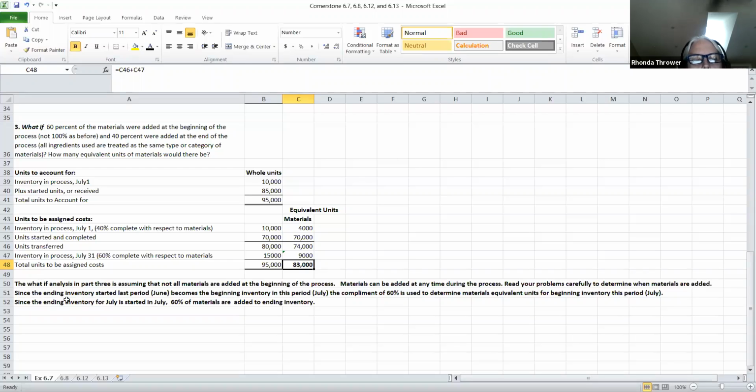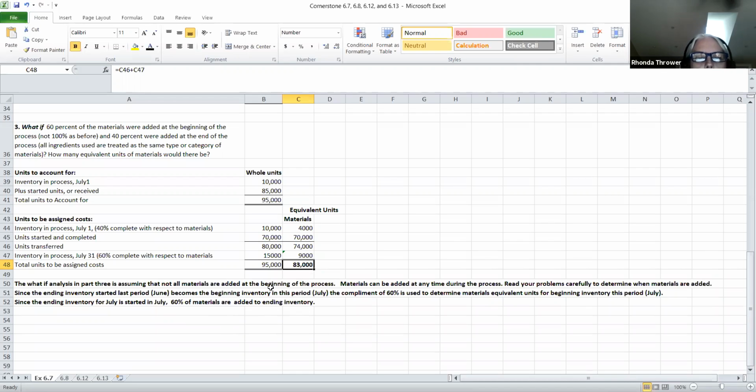And in this part 3, since the ending inventory was started last period in June, it becomes the beginning inventory in the period for July. The complement of 60% is used to determine the materials equivalent units for the beginning inventory in this period of July. Since the ending inventory for July started in July, 60% of the materials are added to the ending inventory.